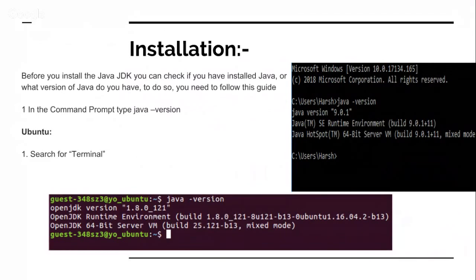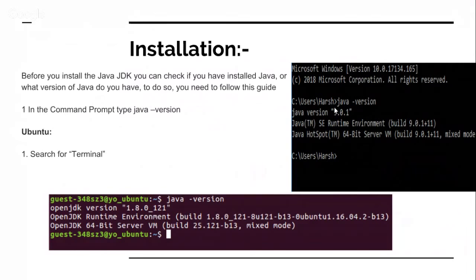Before installing Android Studio, you need the Java JDK, that is the Java Development Kit. You can check whether the Java JDK is present on your laptop or PC, and which version it is. For Windows, you can open CMD and type java -version, and you can check.